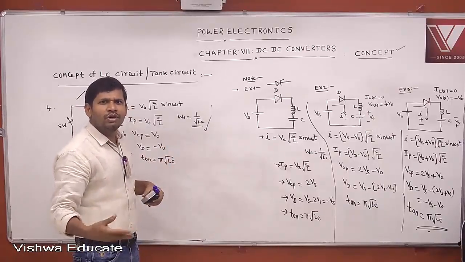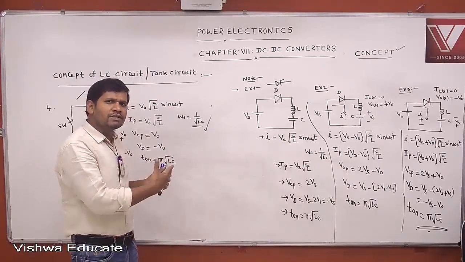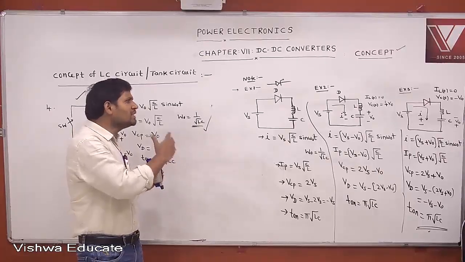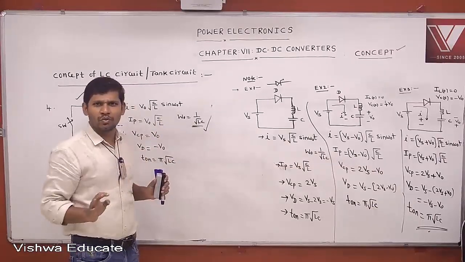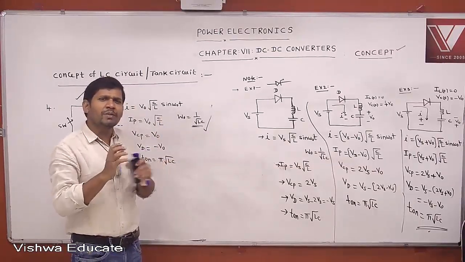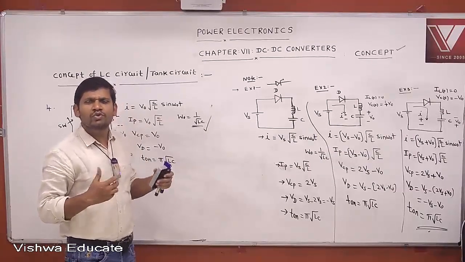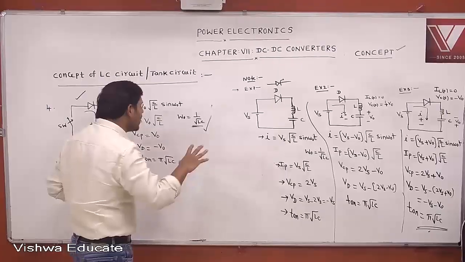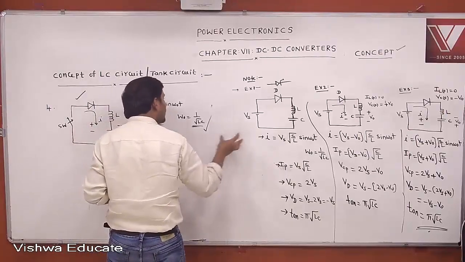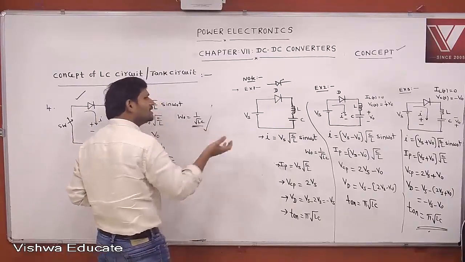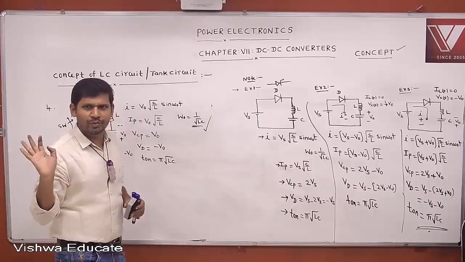Then I will start the voltage commutated chopper. Discussing the voltage commutated chopper means I am discussing voltage commutation, or class D commutation. That means no need to remember separate formulas for class D commutation and the voltage commutated chopper. Why is it called the voltage commutated chopper? Because we are using voltage commutation, that's the reason.